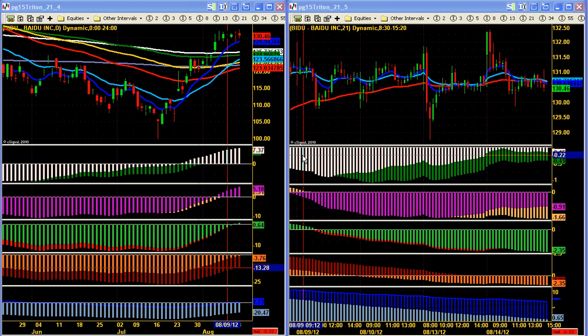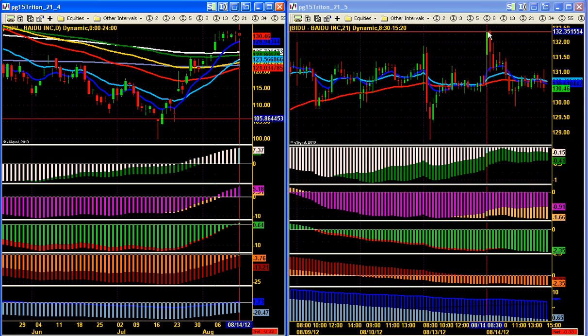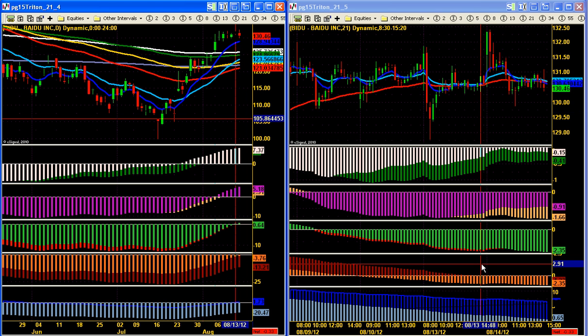Okay, regarding Baidu, Baidu got through all this congestion, went straight across the top for 5-6 trading days, tried to jump up beyond that in early morning trading, and just gave it all up.